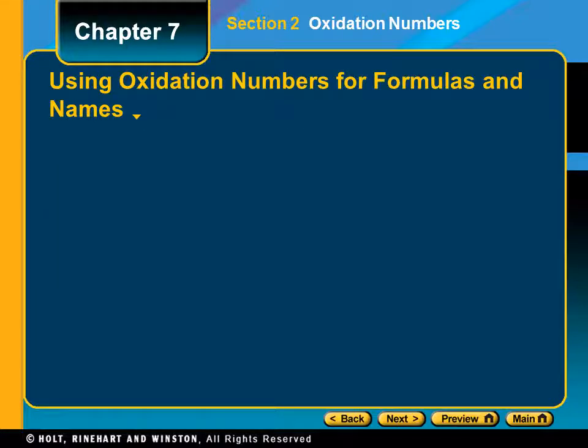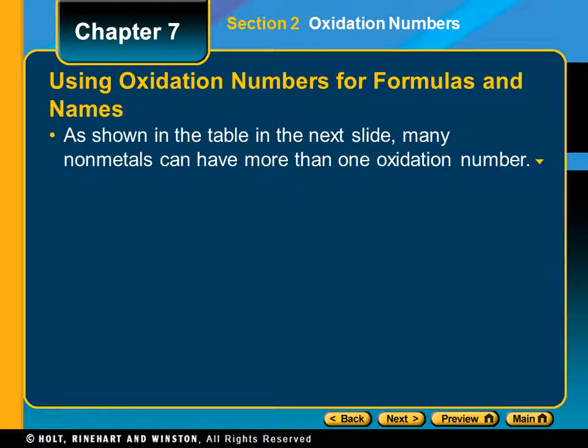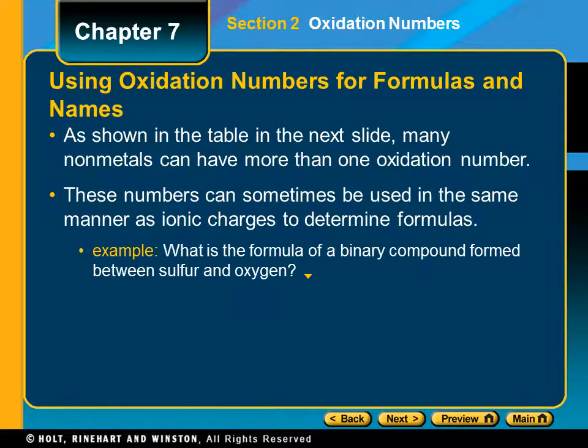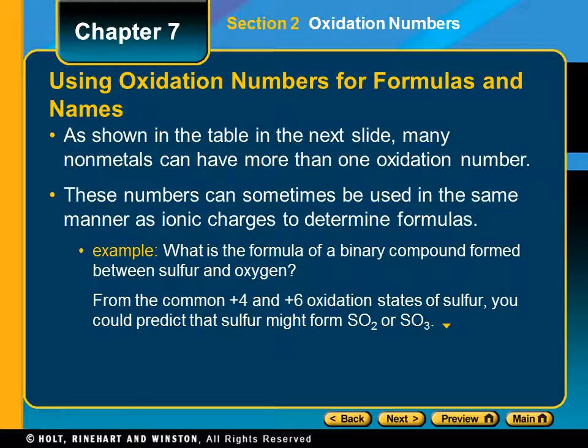So how do we use oxidation numbers for formulas and names? You'll see the table in the next slide. Lots of nonmetals can have more than one oxidation number. These numbers can sometimes be used in the same manner as ionic charges, which helps us determine formulas. If we were to ask what is the formula of a binary compound formed between sulfur and oxygen, from the common +4 and +6 oxidation states of sulfur, you could predict that sulfur might form SO2 or SO3. And both are actual compounds of sulfur and oxygen that do exist.